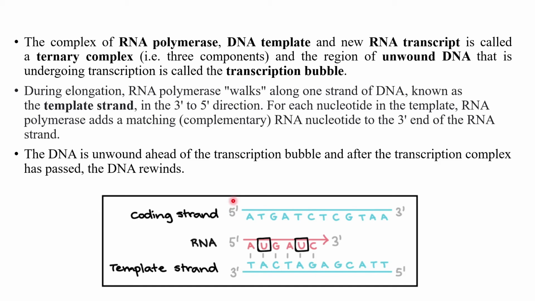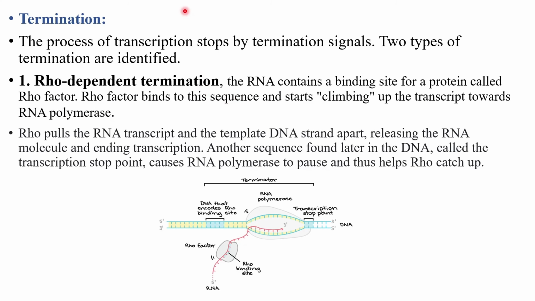Now the strand which is used for synthesizing RNA has a polarity in the 3' to 5' direction, called the template strand. Here we can see thymine is replaced by uracil during RNA formation. The sequence of DNA which forms mRNA is known as the structural gene, and this process is known as elongation.